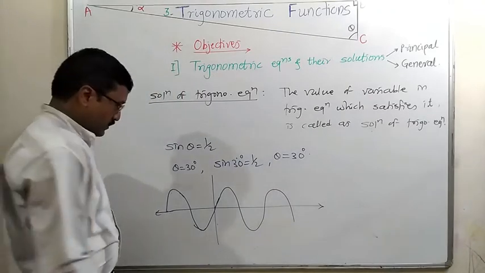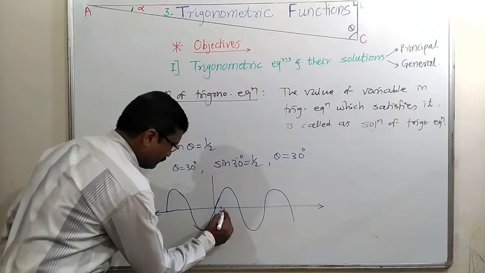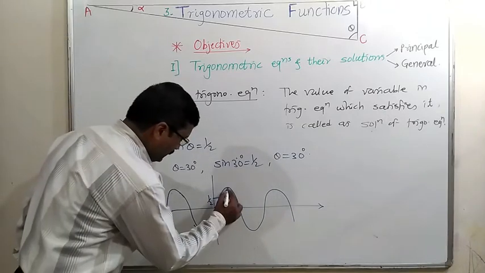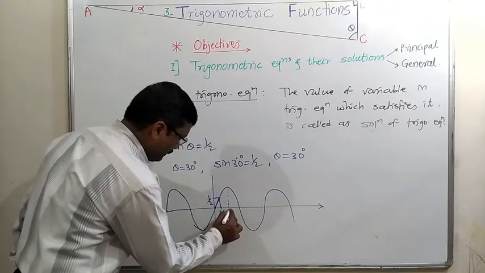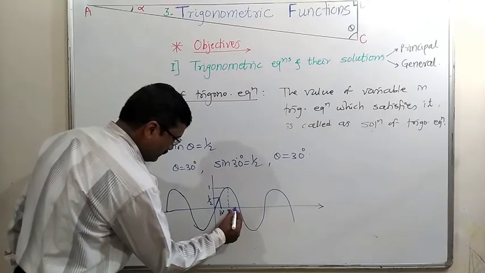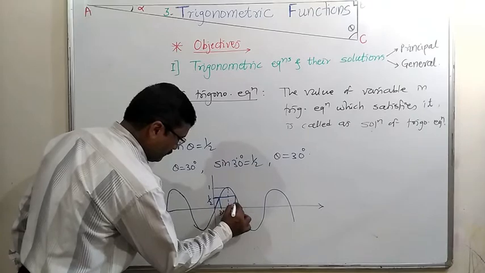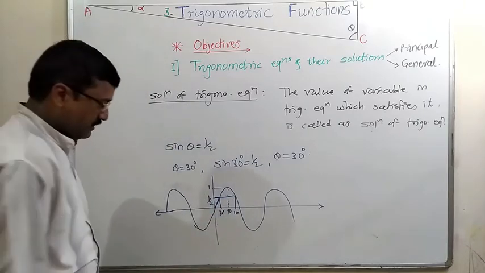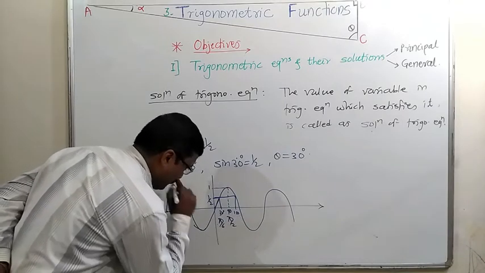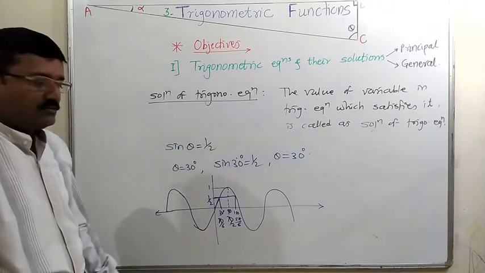Is it okay? So if theta equals 30 degrees, then its value is half. If this theta is 90, then its value is 1. In the same way, if theta is 150, then at this stage sin theta is half again. 150 means this is pi by 2, this is pi by 6, and this is 5 pi by 6. 150 degrees means 5 pi by 6 radian.